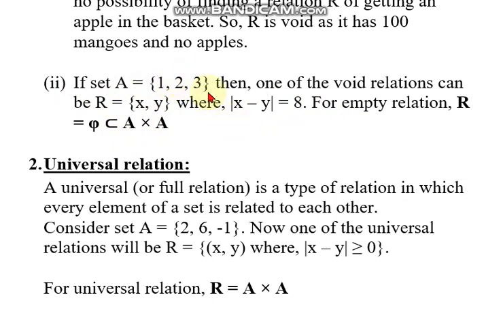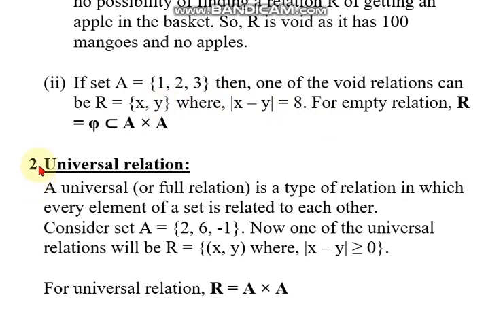Now we know that if we take the difference from any ordered pair, that is (1,1) or (1,2) or (1,3) or (2,1), (2,2), (2,3), (3,1), (3,2) or (3,3), their subtraction is not going to be 8. Okay, so we can say that here R is an empty relation. Why? Because it will not contain any single ordered pair. That's why whenever R has no elements, we can say that R is an empty relation.